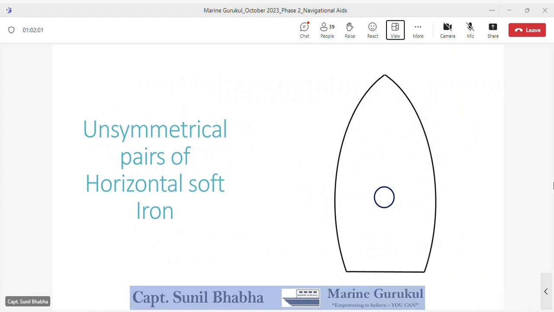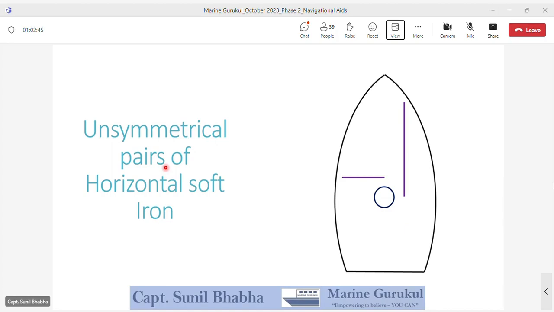Let me now show you the kind of structures which may generate coefficient A on a particular ship. Now we have seen that coefficient A is generated because of unsymmetrical pairs of horizontal soft iron. Now horizontal soft iron, HSI, can be present in two orientations. We can have a fore and aft horizontal soft iron, something like this one. This is horizontal soft iron in the fore and aft direction. And we can also have horizontal soft iron in the athwart ship orientation. You now see another horizontal soft iron which has an athwart ship orientation.